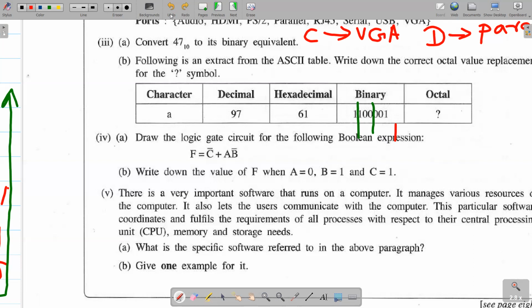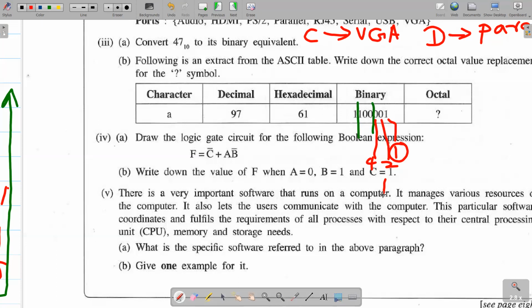Right, so this particular one has 1, this has 2, this has 4. So each and every symbol contains a value. So here, 4 to 1, only 1 will survive. So 1 is going to be a part of the octal value, right?